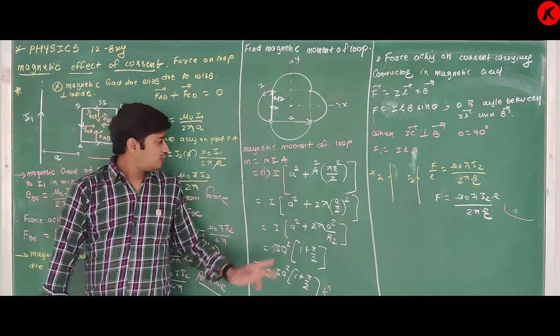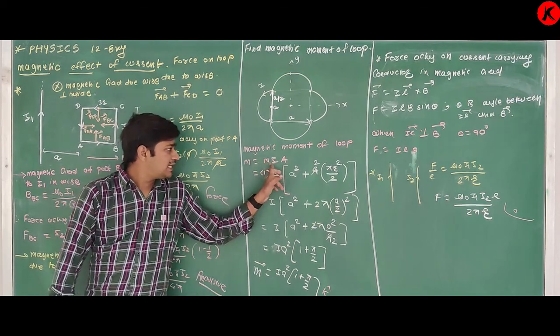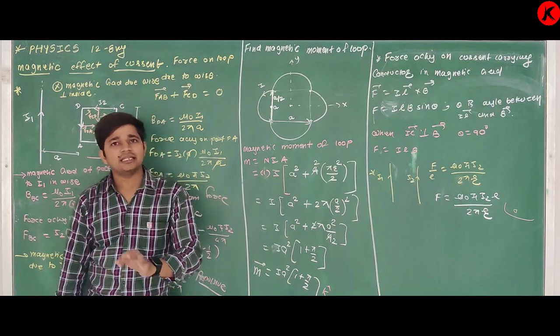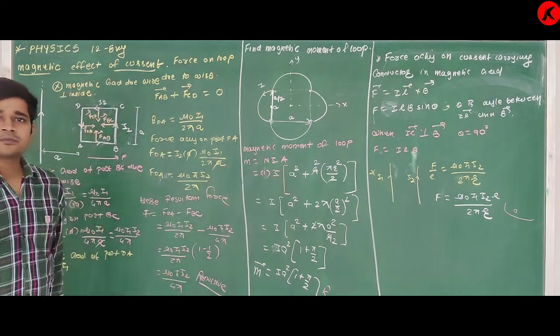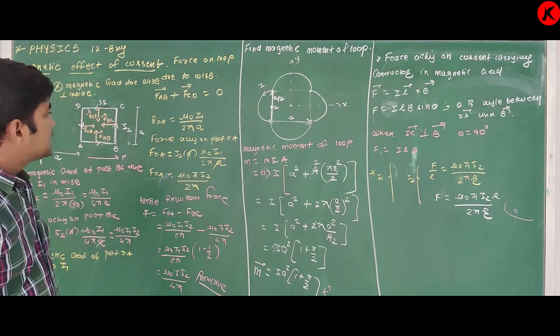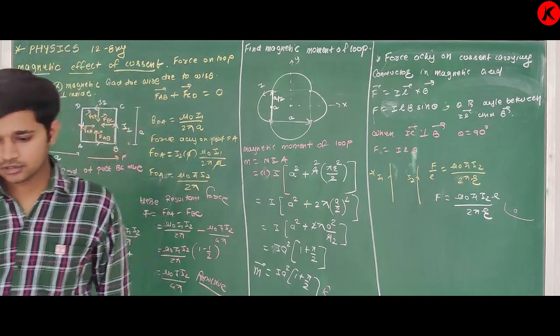What is the equation of magnetic moment? M is equal to NIA. M is equal to NIA. Okay. So yes, 2 questions.